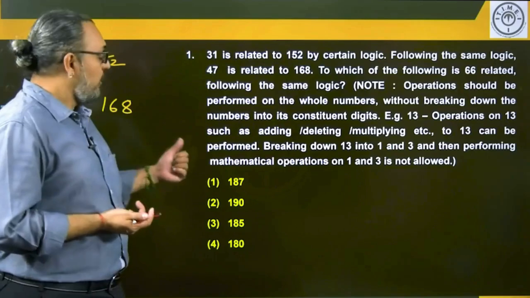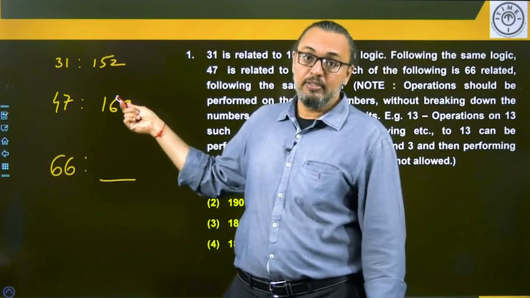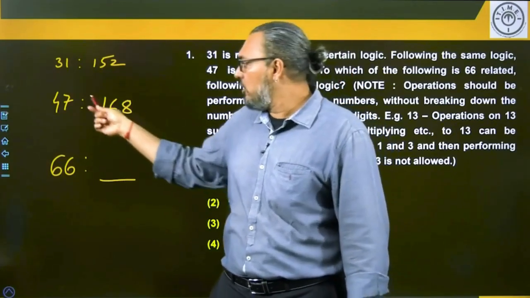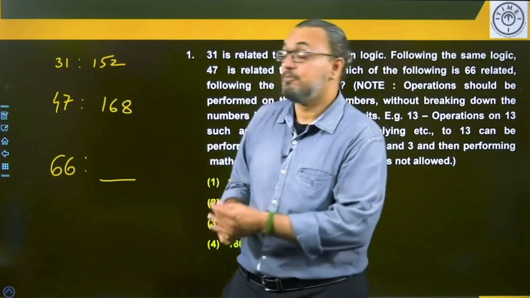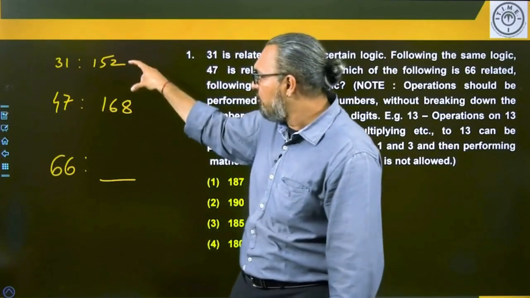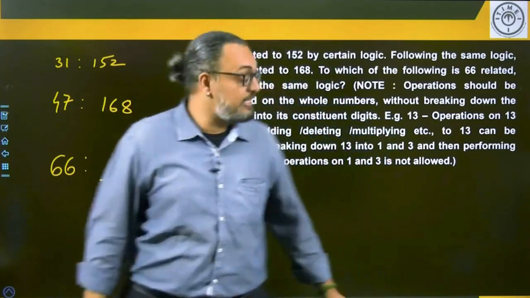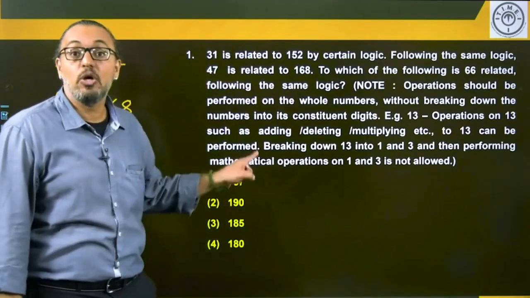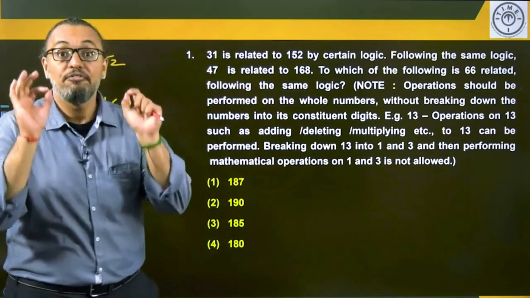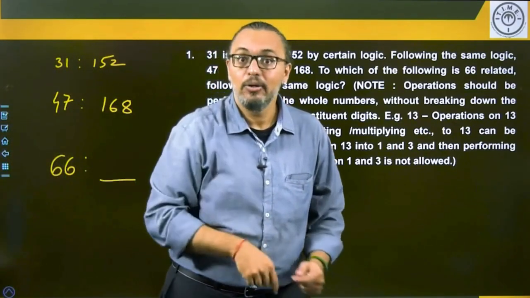Now, look at here. If you look at the numbers 31 and 152, correct? A huge difference. Here also 47, 168, huge difference. But again, if you look at it, from 31 to 47 is a minor difference. 152 to 168, minor difference. And then here you have 66 and the number is again in the 190s or 180s. So, what is the first thing you do? You check the difference. Are you understanding the point?